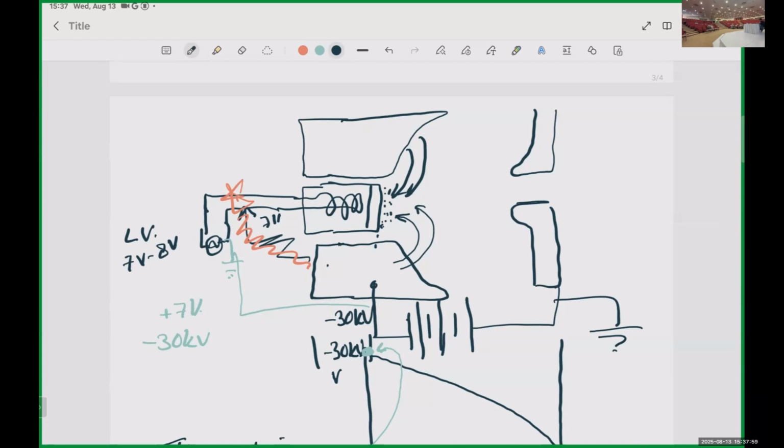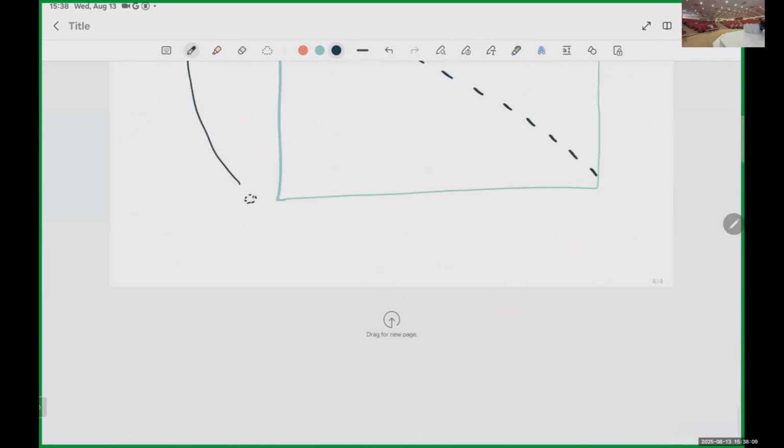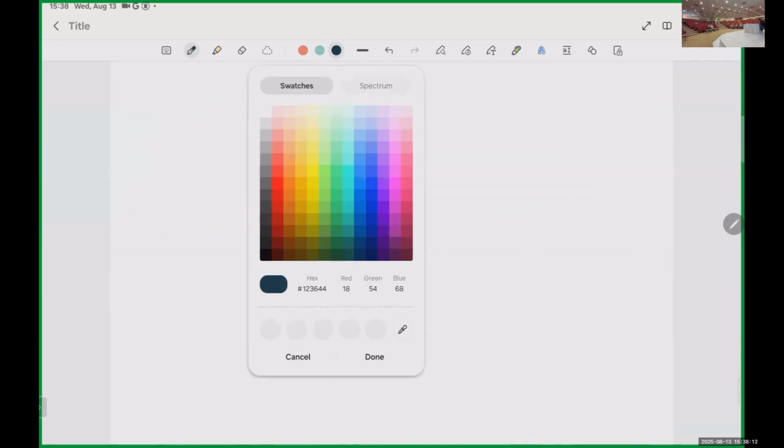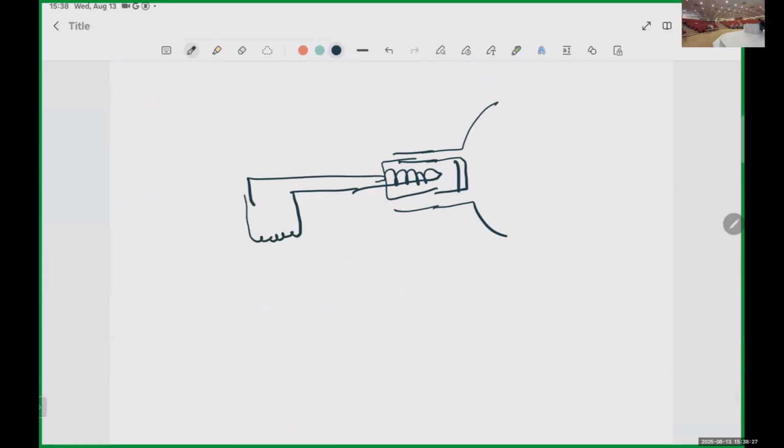Okay, so far I guess it's clear, but this gives us another problem. You cannot short the ground with this 30 kV right away. So let's see. I again draw this thing. The low voltage supply of the cathode is fed through an isolation transformer.